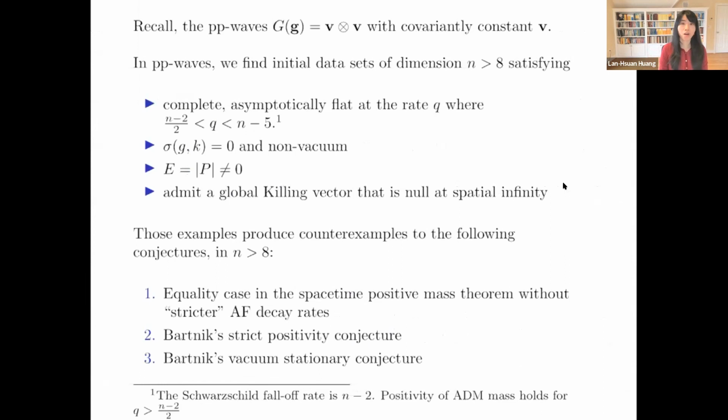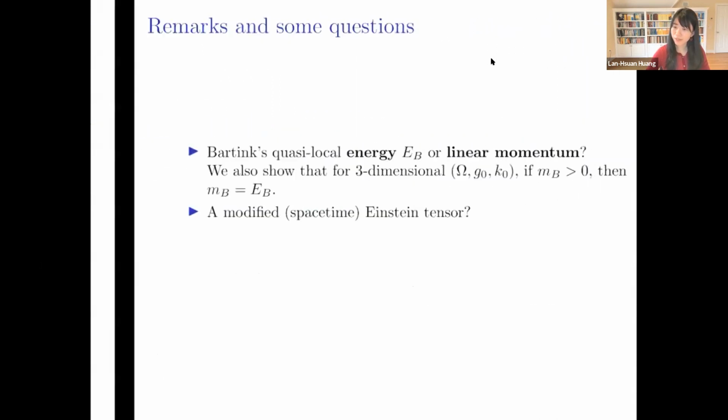Those examples really are counterexamples to the equality case of the positive mass theorem without stricter asymptotically flat decay rates. But as a byproduct, they also give us a counterexample to the strict positivity conjecture of Bartnik, which says that if you have Bartnik mass 0, then the interior region has to be Minkowski, right? But that's false, because we can just take the interior region of this complete initial data set. It will also be a counterexample to the Bartnik vacuum stationary conjecture. Okay, so I think I will leave the slides there. I have only a few more, but let me stop here.